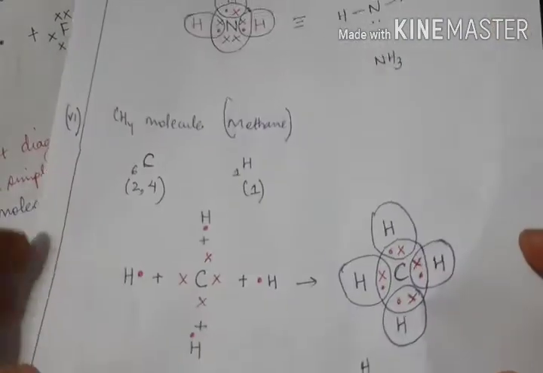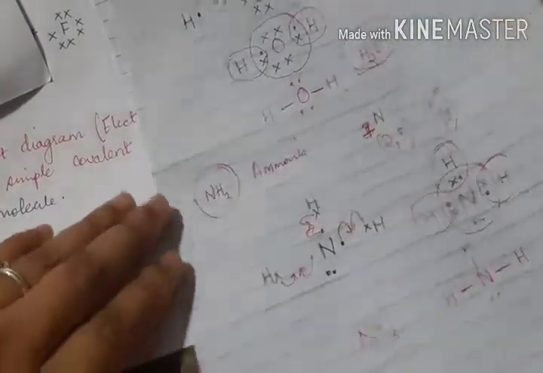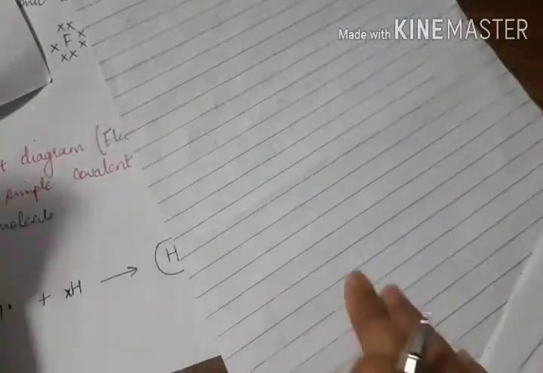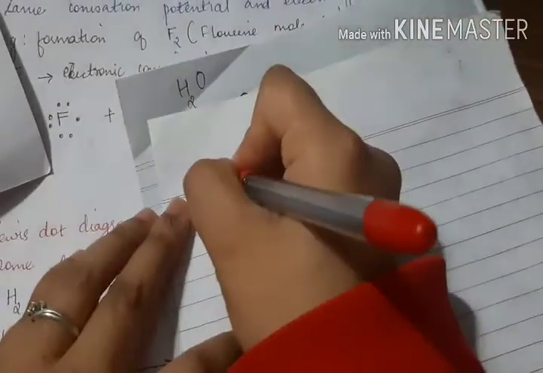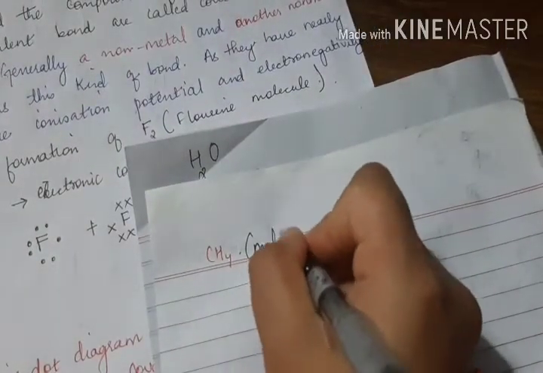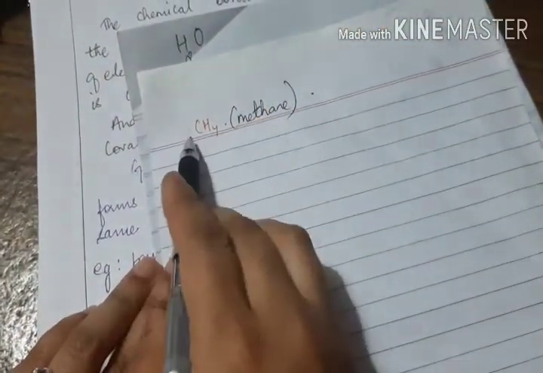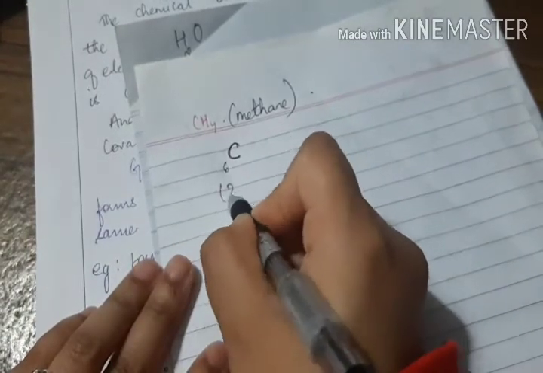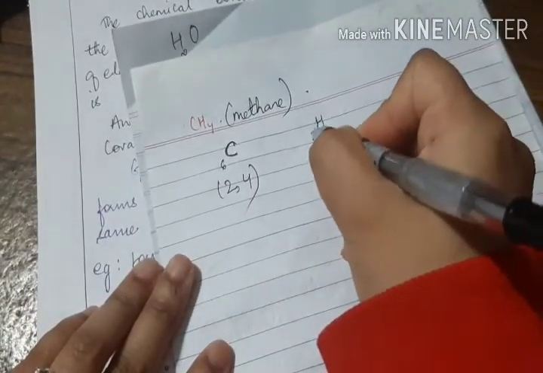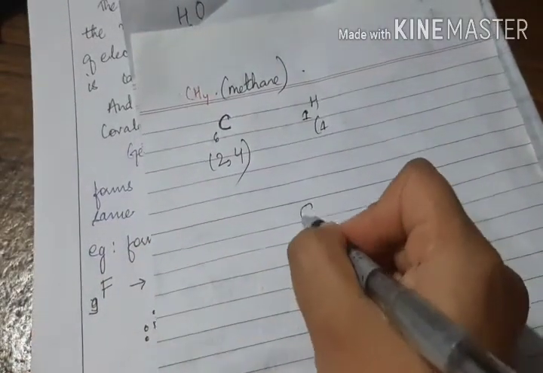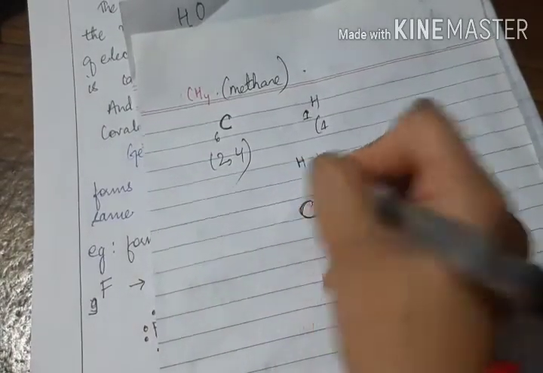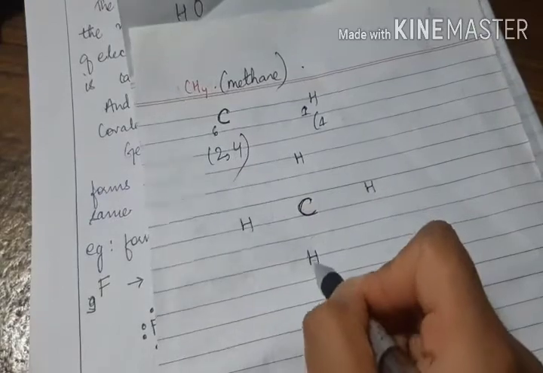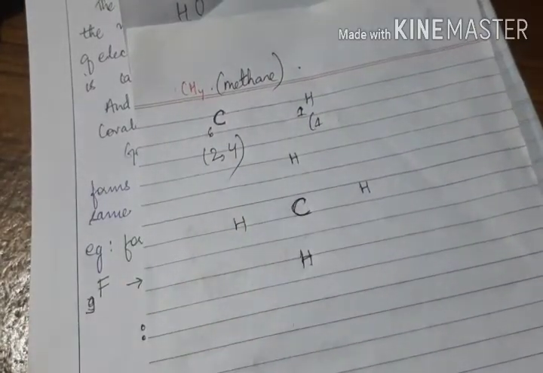Then after that we have CH4. I'll draw here. CH4, learn the name. It's also called methane. Now, it has got 1 carbon and 4 hydrogens. The atomic number of carbon is 6, configuration is 2,4. Hydrogen is 1, configuration is 1. So you have got carbon and 4 hydrogens. I'll write like this because I know there will be bonds. Hydrogen is capable of forming only 1 bond.